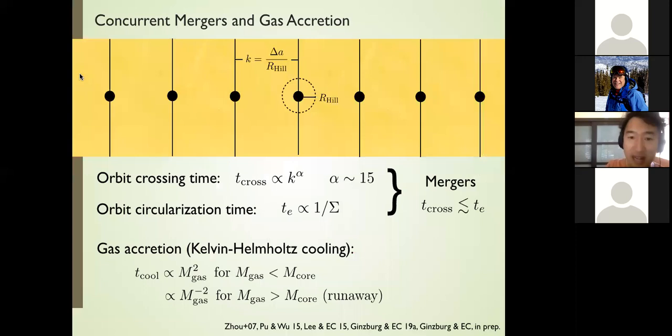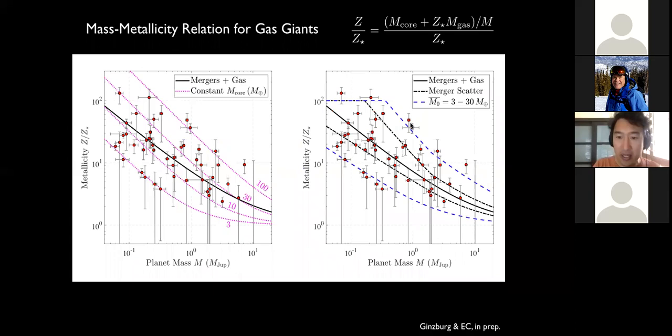That's the idea. You have a set of proto-Jupiters, and you're going to merge them. Of course, you merge them, but at the same time, you're accreting gas. So it's concurrent. We call it concurrent mergers plus gas accretion. This is happening at the same time. I'm not going to go through all these equations. What I am going to show you is the result that we have so far. We're still working on it.